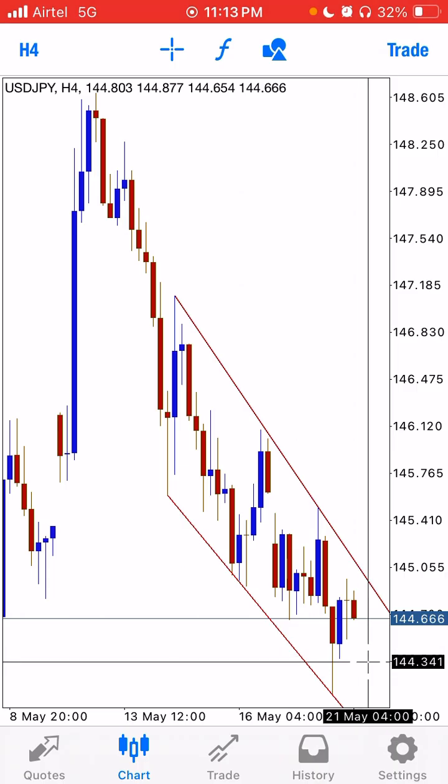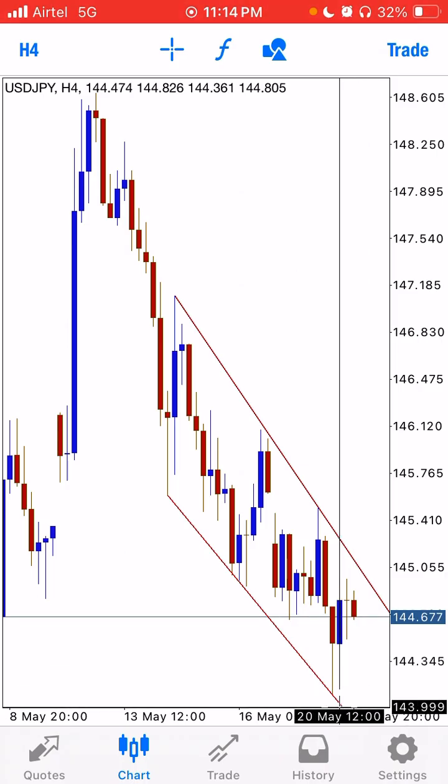So we will have to see how slow or how fast price moves to the downside, and then we will have to adjust the take profit. It may be 144.20, or maybe even 144.00, or it can even touch the lower border of the channel, which can be 143.99, or you can say 144.00.